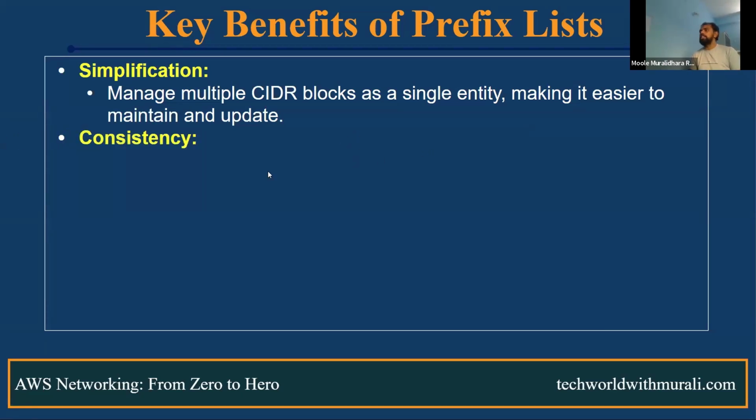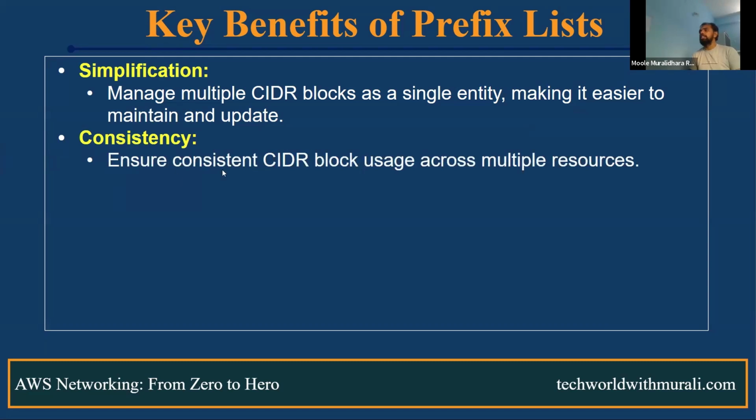Okay, and also consistency. Here, it ensures consistency in the CIDR blocks used across multiple resources. Example, we have multiple security groups. If you want to use the same prefix list, whatever we mentioned, we can just go and add that particular prefix list. Whatever IPs are there in this prefix list, it will allow the particular port number, and the allowed port number is applied to those IP addresses.